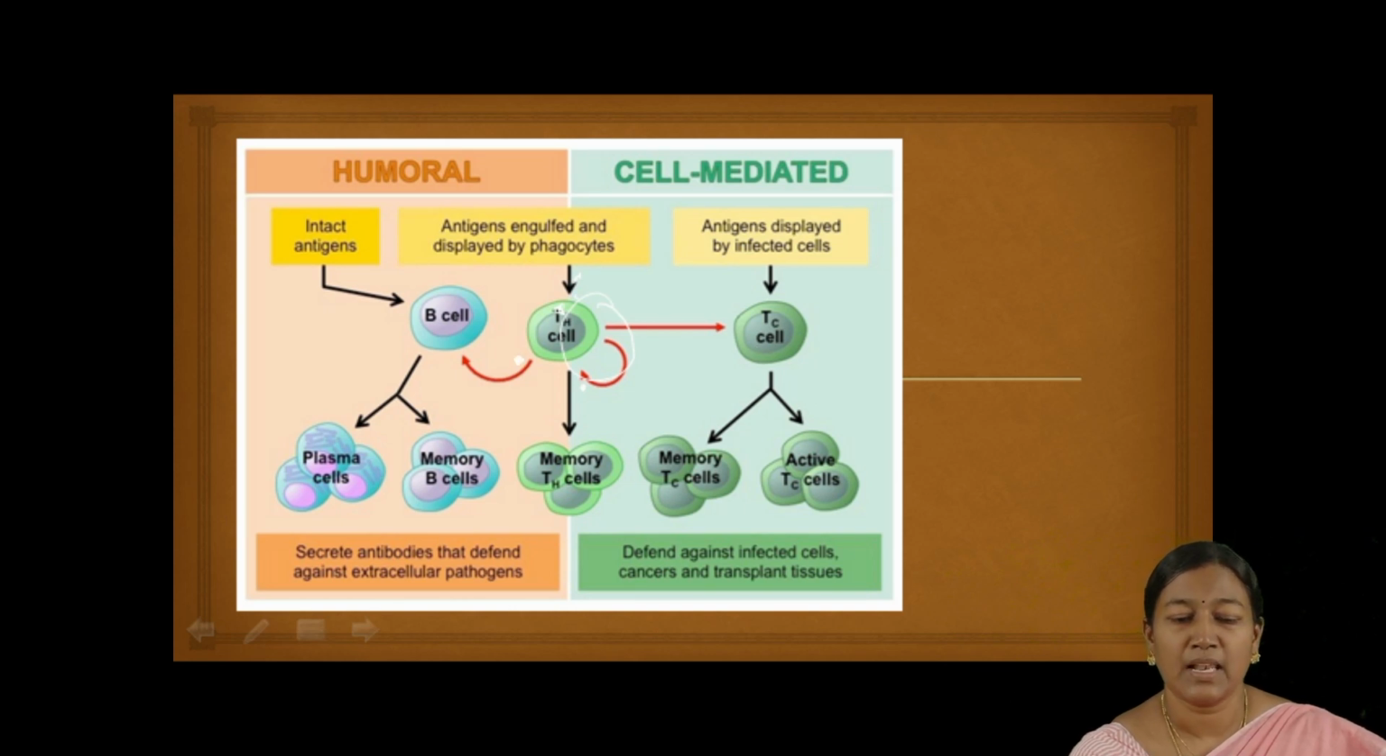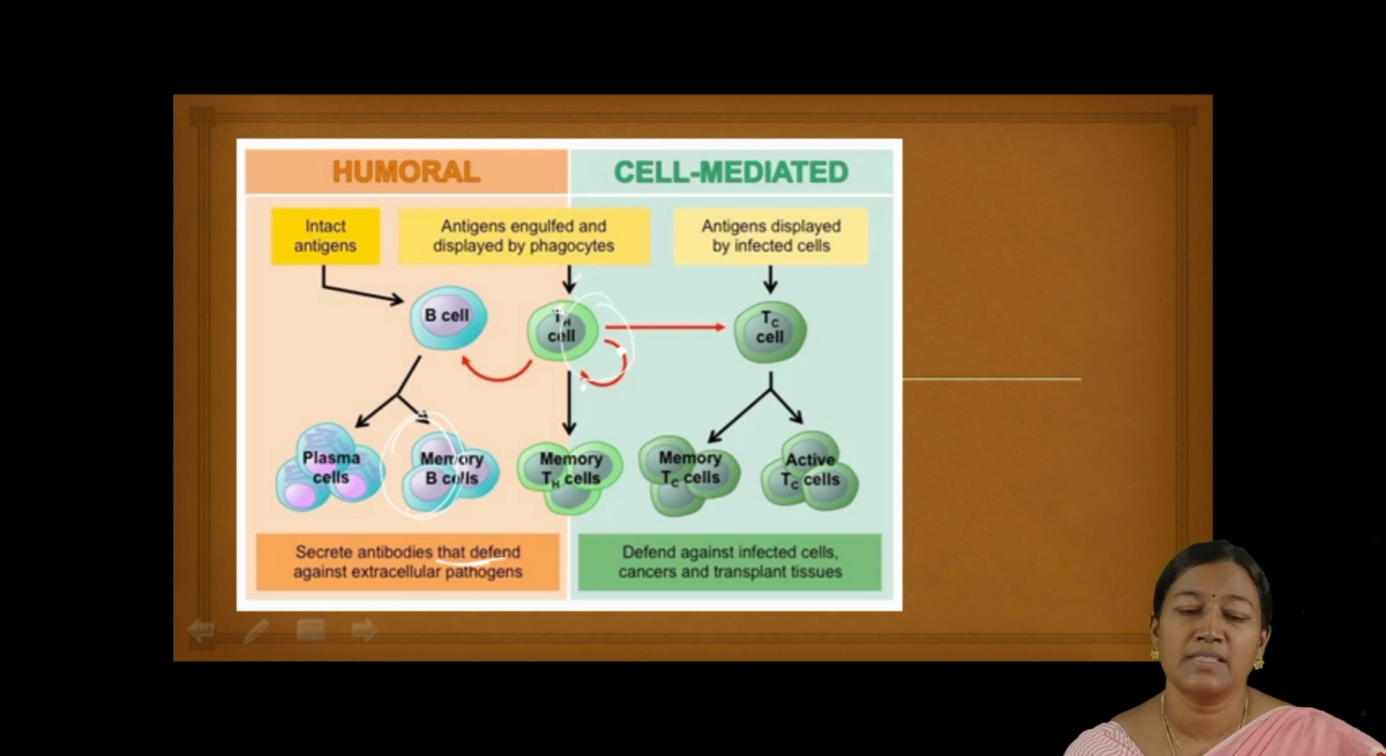So the B cell differentiates into plasma cells, which are much bigger, and memory B cells. The plasma cells produce antibodies, and these antibodies are responsible for clearing the bacteria or the virus from our system. And let us see about cell-mediated immunity.